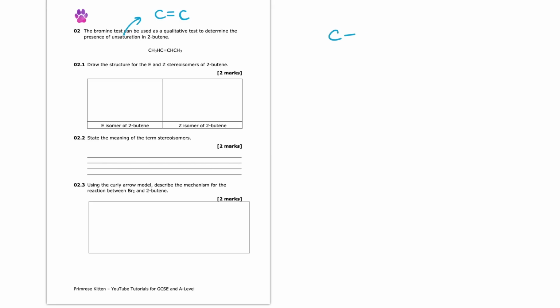So initially, we know it's got 4 carbons in a row, and because it's but-2-ene, we know on the second carbon we have a double bond. So if we were to sort of fill this in just in a normal boring diagram, it looks like this.